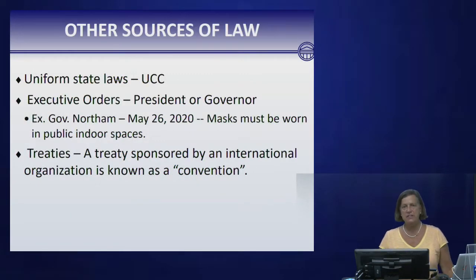Other sources of law, and these are very important sources of law, are uniform state laws. So we have the Uniform Commercial Code, and if you're in business or if you're buying something or selling something, you need to know what the law is going to be governing that transaction. All 50 states have adopted the identical Uniform Commercial Code, with the exception of Louisiana. Theirs is slightly different. So that's one source of law that we will cover in this course.